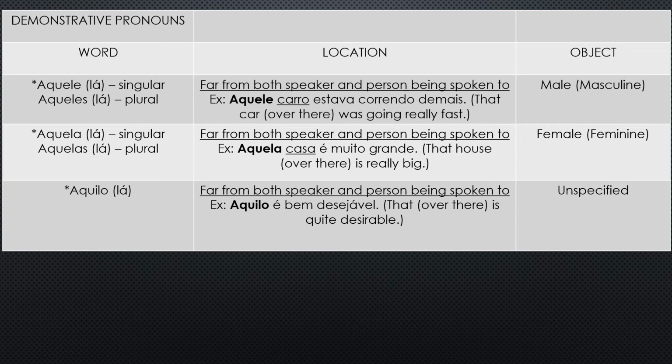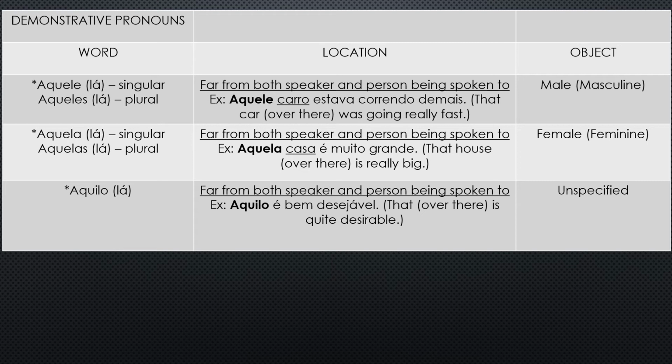The example: aquele carro estava correndo demais, which means that car over there, away from both of us, that we saw, was going really fast. That car way over there, not close to either of us. If it was carros, which is plural, it'd be aqueles carros.